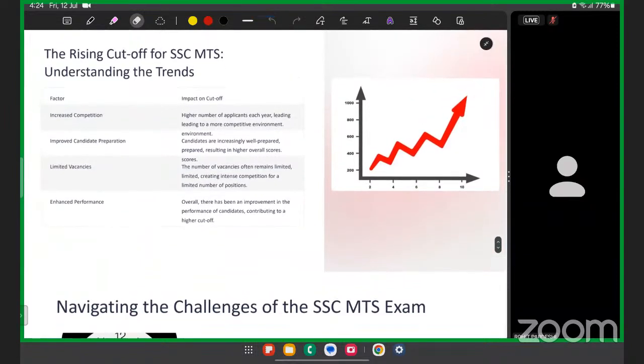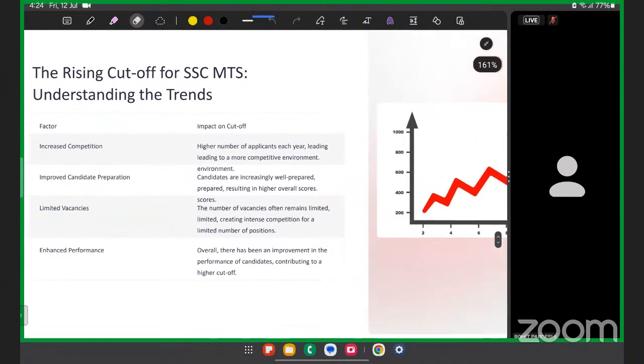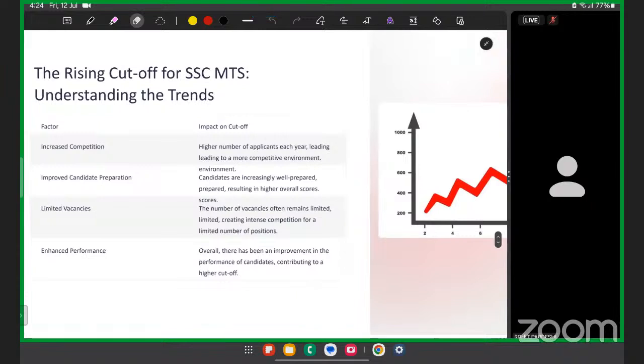Okay. So here the slide talks about the rising cutoff for SSC MTS, understanding the trends. Firstly, I told you why the cutoffs are rising. A good number of candidates who are well versed in these sections are writing this exam, and they are increasing the cutoff. The main reason is that they do not want to stick to this job, or this job is not very prestigious, and it is only giving them financial security. Now there is increased competition, improved candidate preparation which we just spoke about, limited vacancies and enhanced performance. All these things are related to the high cutoff.